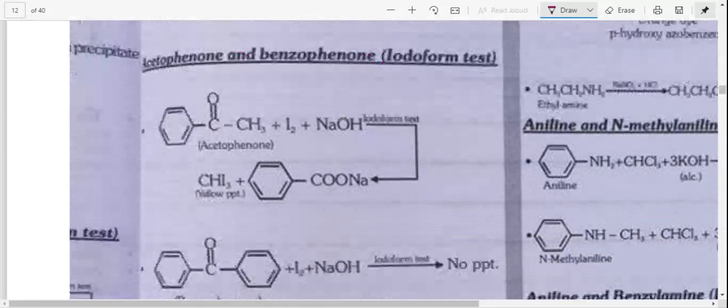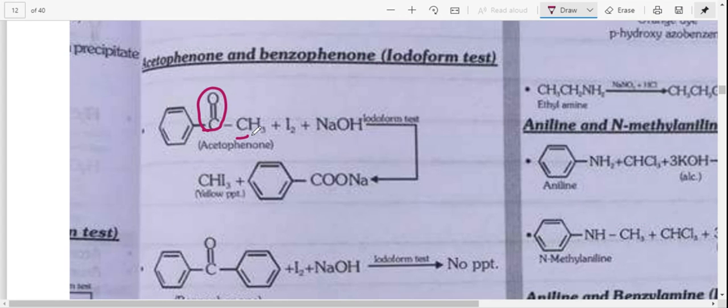Acetophenone and benzophenone by iodoform test. See here, same concept. In the carbonyl compound, one CH3 should be left in the group. At least one CH3 should be left. No bulky group should be present, only methyl. If methyl is left alone, then it will give the iodoform test. See here, a yellow precipitate will form.